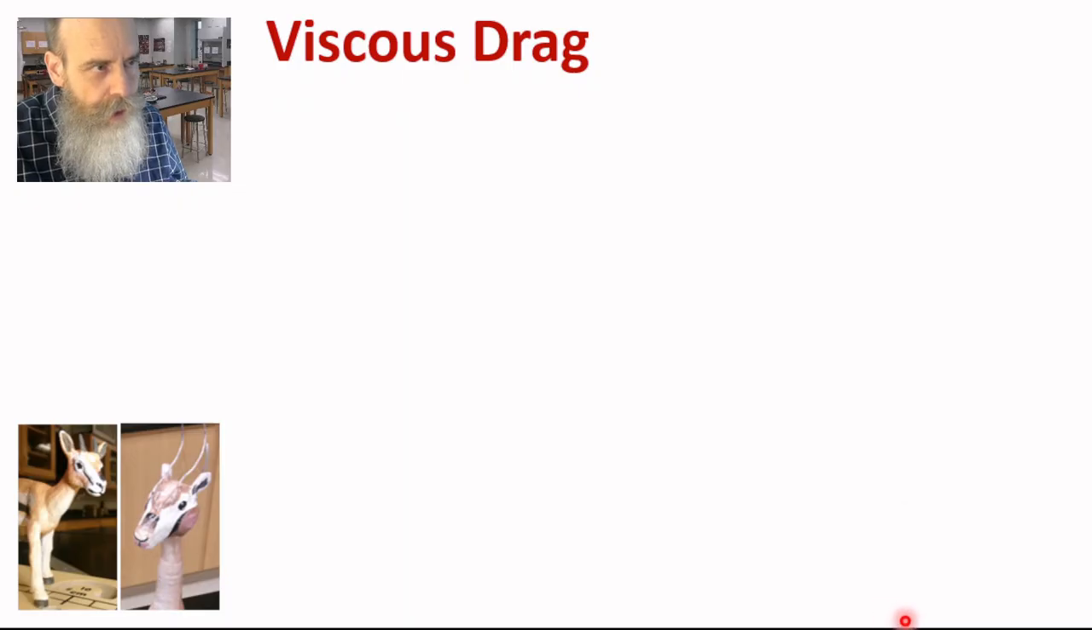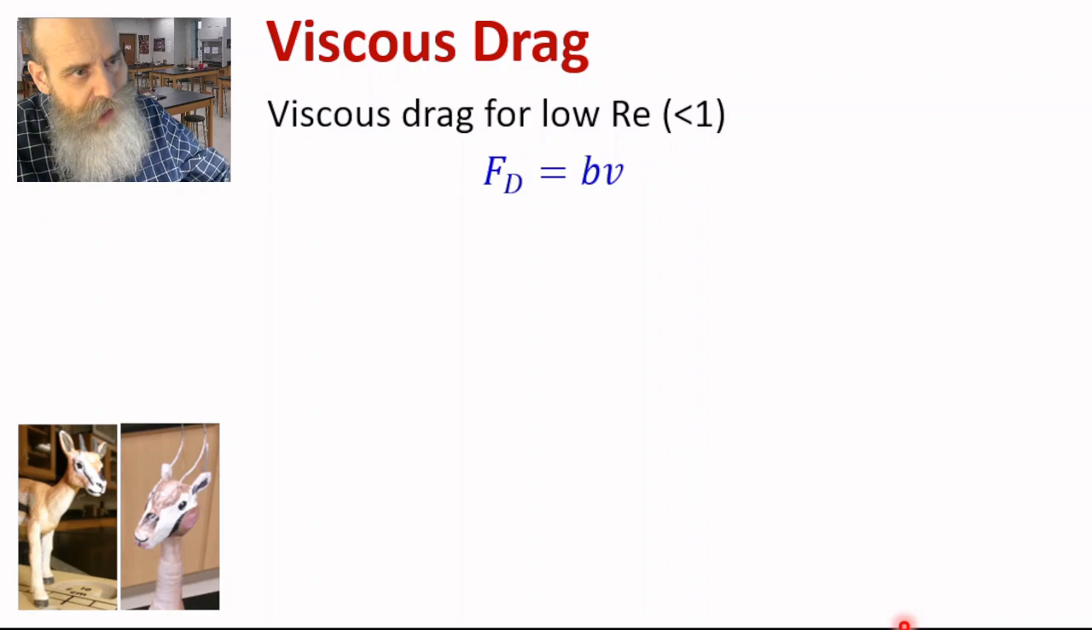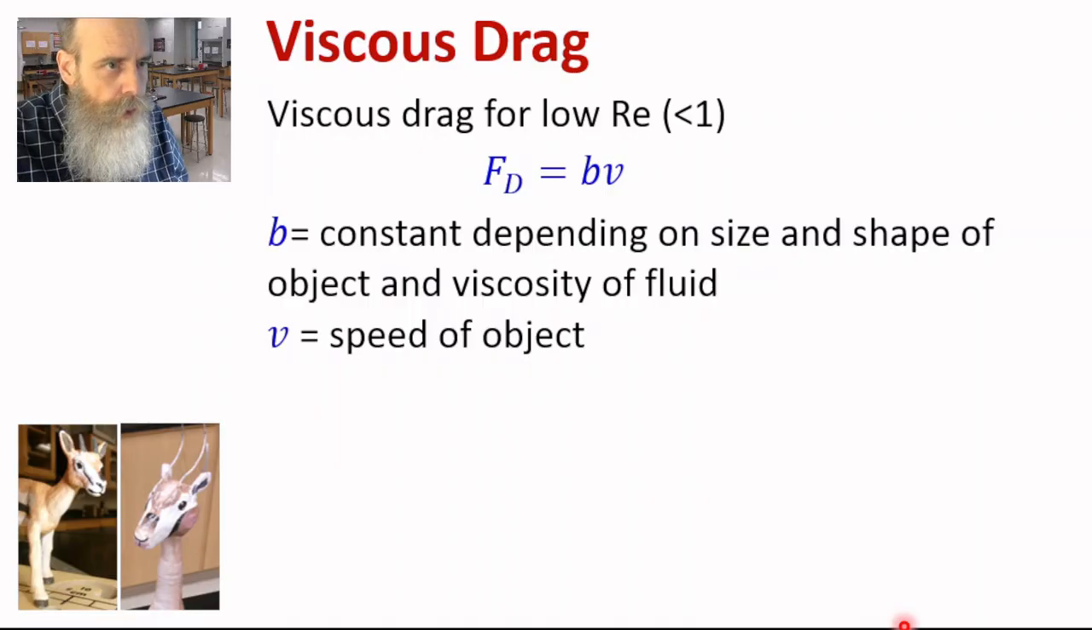Now let's look at viscous drag. We have viscous drag for low Reynolds numbers, less than 1. And we can write it like this. Fd equals Bv, where B is a constant which depends on the size and shape of the object and viscosity of the fluid, and V is the speed of the object. Note that for viscous drag, the drag force is proportional to the velocity, whereas it is proportional to velocity squared for inertial drag.